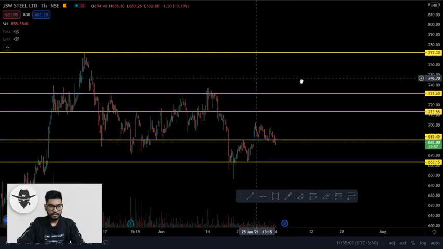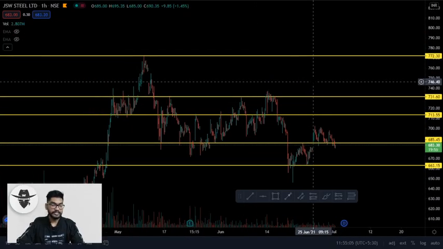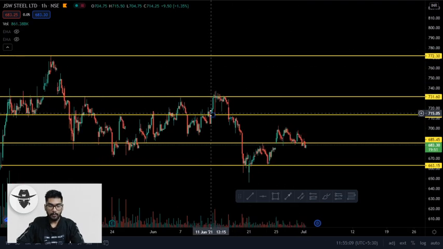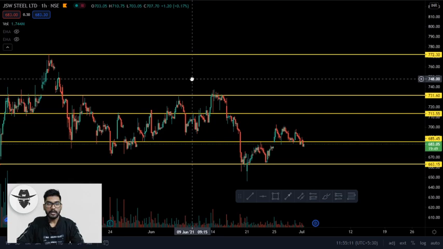Now, as you can see on my screen, we have a chart. It is JSW Steel. We have already marked our support and resistance. Now we have to draw trend lines. To draw trend lines, the concept is very similar to support and resistance. We look for swing highs and swing lows. But when it comes to trend lines, we look for dynamic swing highs and swing lows.